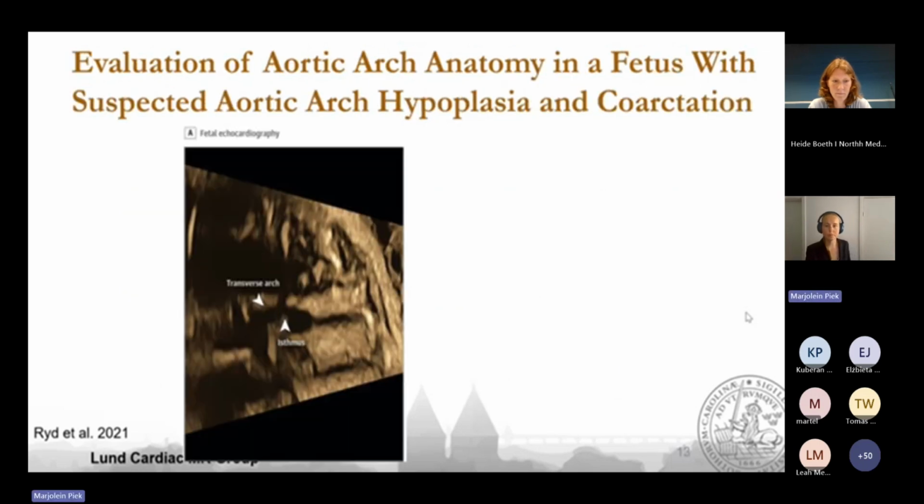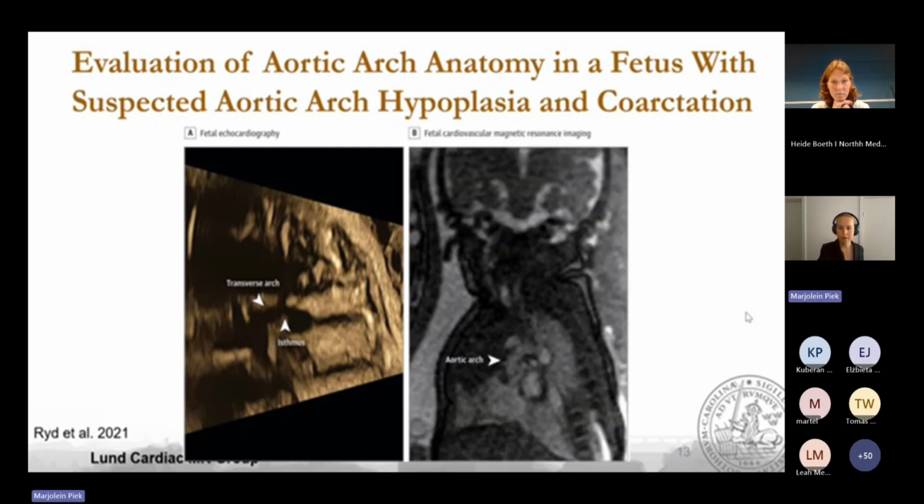This is a case from the report from the study. On the left, we have fetal echo. It showed suspected aortic arch hypoplasia and irritation, as indicated by the arrows. However, fetal cardiovascular MR showed a normal size aortic arch, as indicated by the arrow, and no signs of coarctation. And this was confirmed postnatally with an echo.